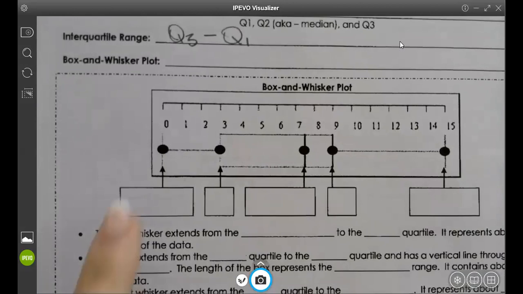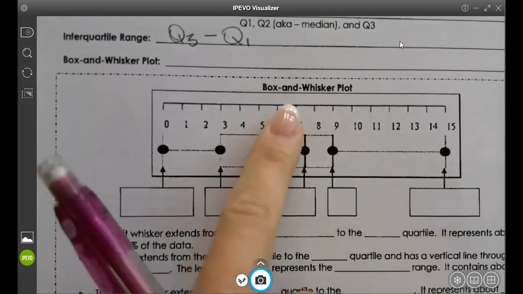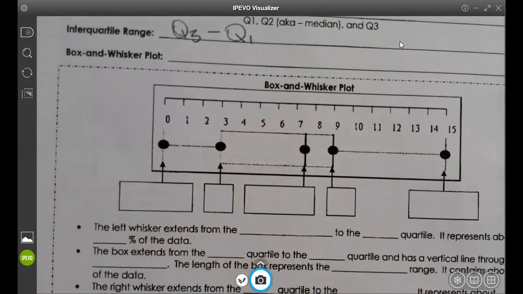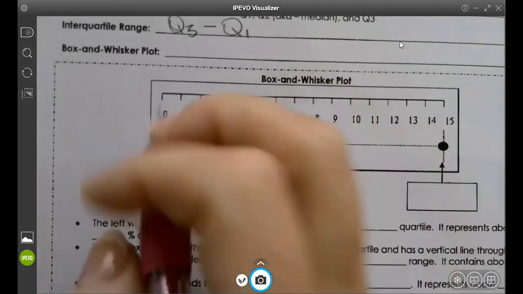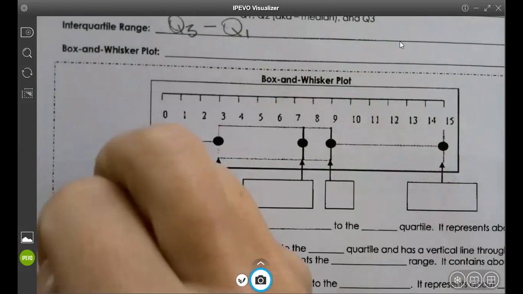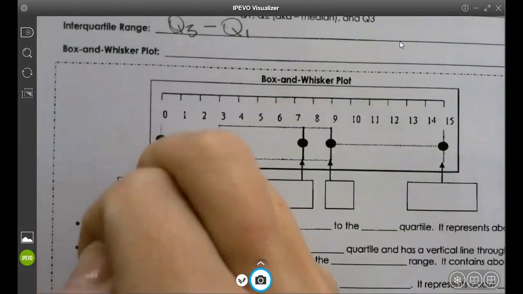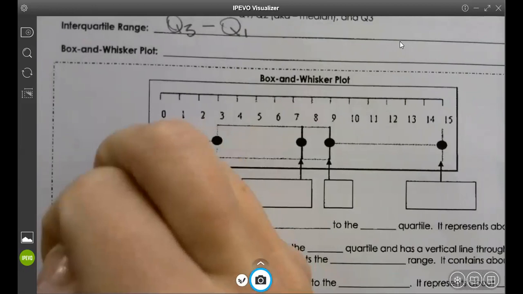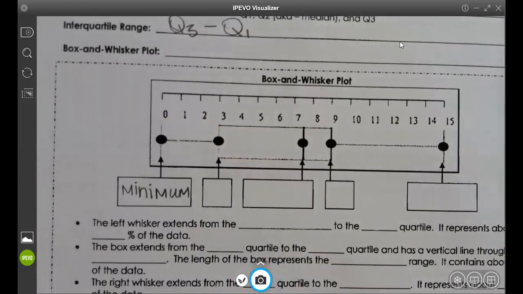So on this box and whisker plot, this is what it looks like. It has a box and it has whiskers. That's why it's called box and whiskers. Everybody understand that? This very first number is your minimum. So it's the littlest number that you have in your set of data.